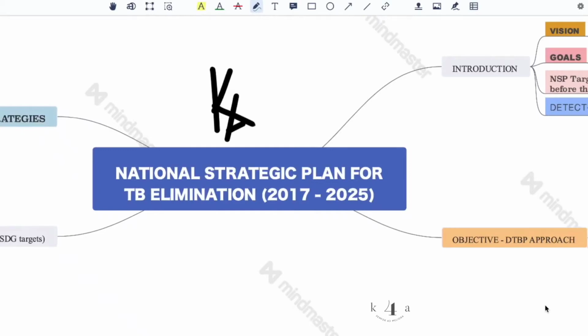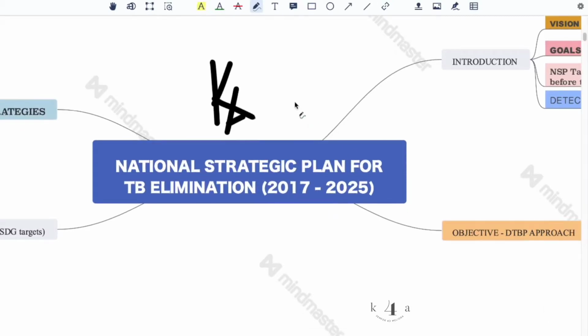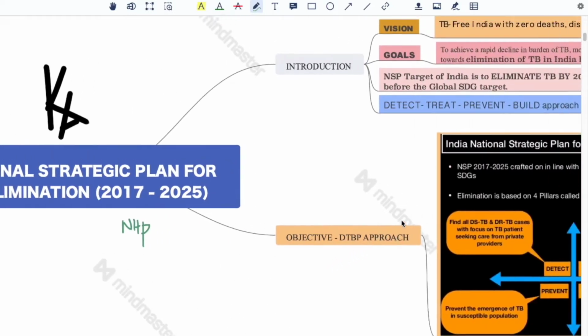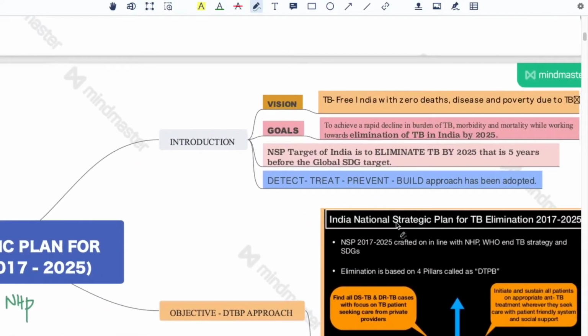Today, we are going to learn about the National Strategic Plan for TB Elimination. The National Strategic Plan for TB Elimination is built on the success of the last National Health Policy and National Strategic Plan, and also based on the WHO SDG goals. Now, let's just get a brief introduction.